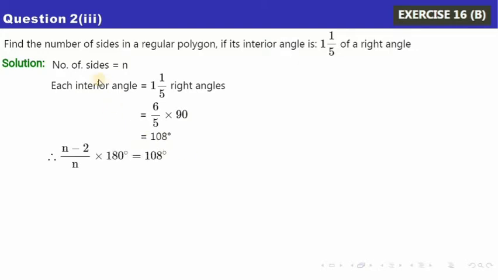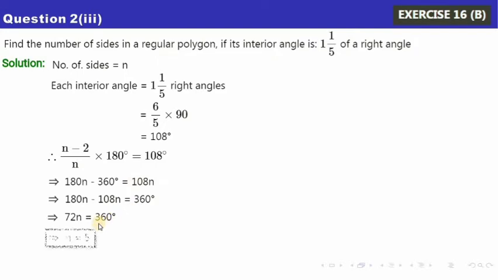You know the formula for calculating each interior angle is this one. Again, as usual, we'll find the value of n. Let's multiply. n into 180 is 180n, minus 2 into 180 is 360, and n and 108 gets multiplied and you get 108n. Let's do the same as we have done in the earlier problem. The value of n turns out to be 5. That means in a regular polygon with 5 sides, each interior angle will be 108 degree, which is 1 and 1 by 5 of a right angle. You may pause the video and note down your solution.